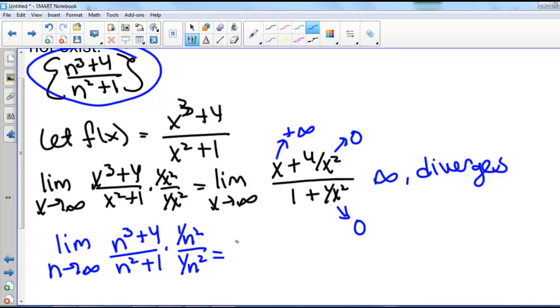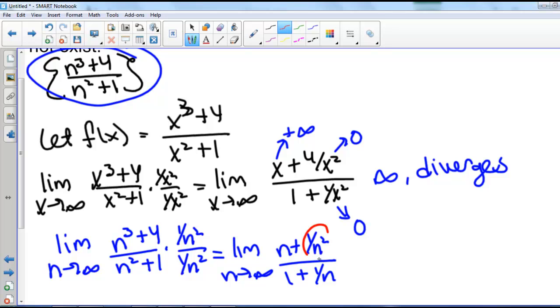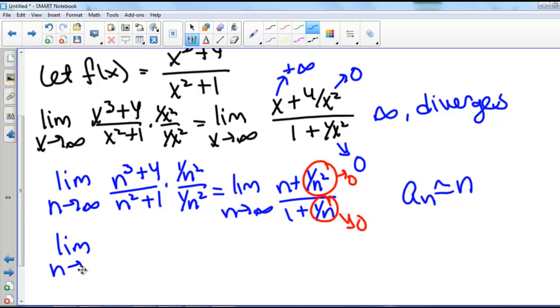then we get the limit as n goes to infinity of n plus 4 over n squared over 1 plus 1 over n squared. So now 4 over n squared goes to 0, and 1 over n squared goes to 0. So we're left with the limit as n goes to infinity of n divided by 1. So when n is large, our sequence a sub n is about n. So that means that our limit as n goes to infinity of a sub n equals infinity and diverges.